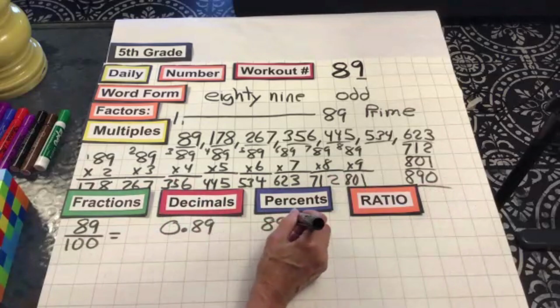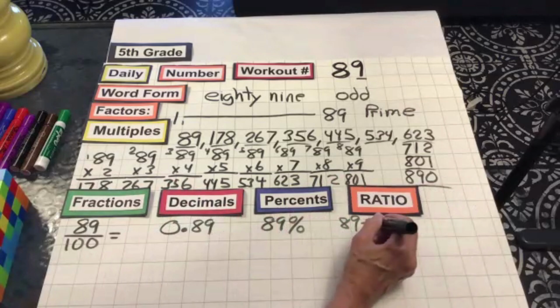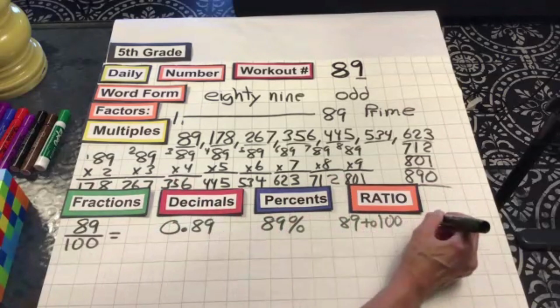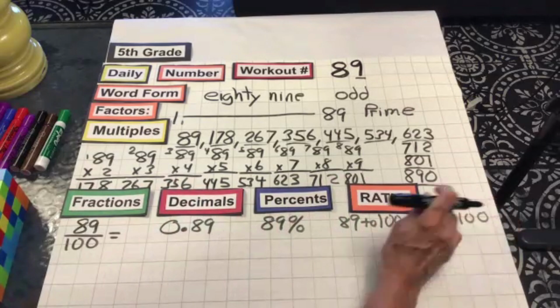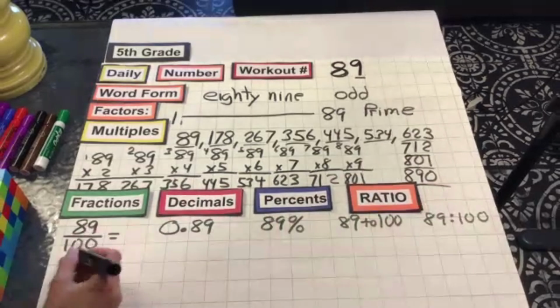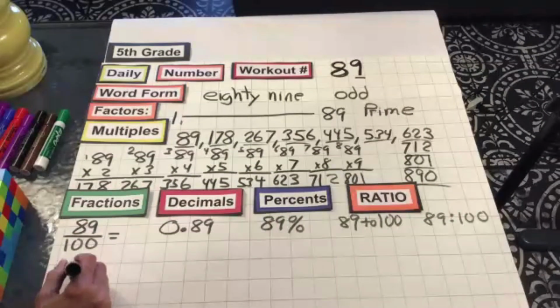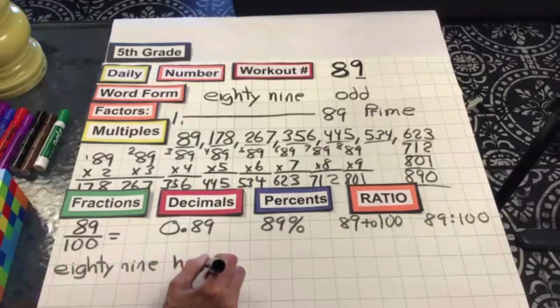Our percent is 89%. And our ratios would be 89 to 100 or 89:100. That's where we would find it in statistics and research. And so our word form would be, of course, 89 hundredths.